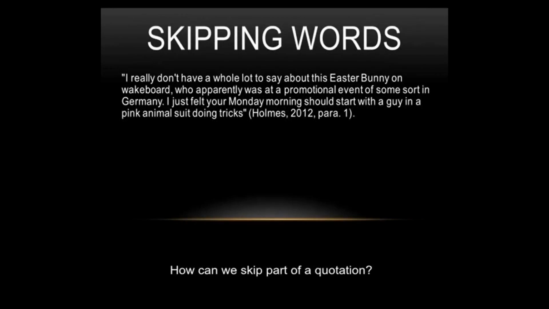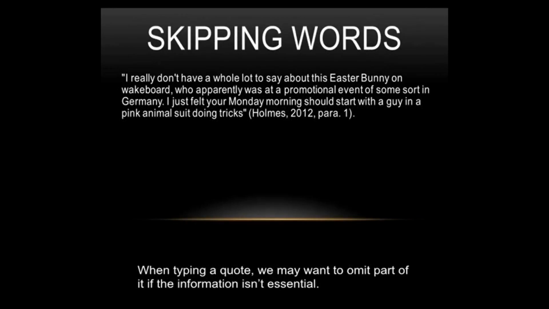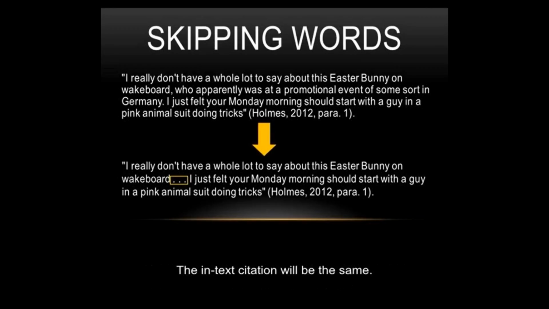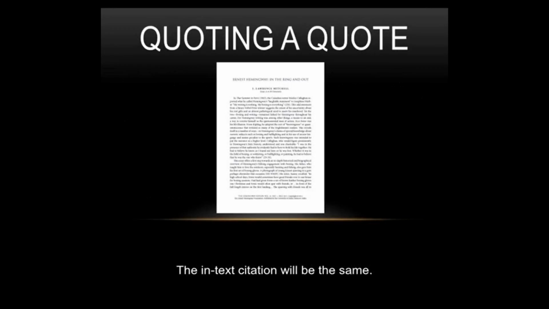How can we skip part of a quotation? When typing a quote, we may want to omit part of it if the information isn't essential. We can do this by using an ellipsis or 3 dots in a row in place of the different words. The in-text citation will be the same.